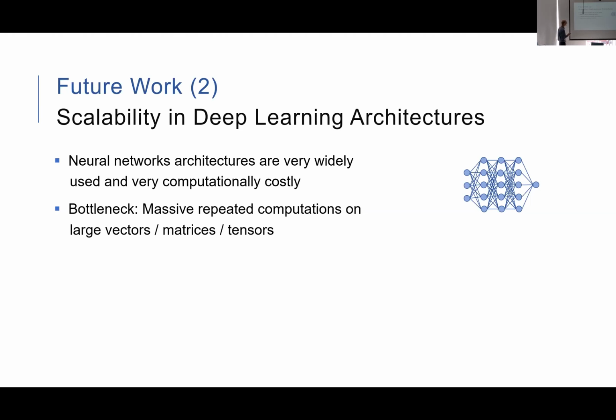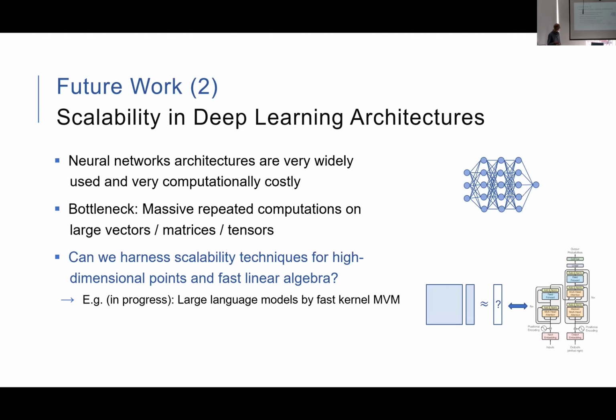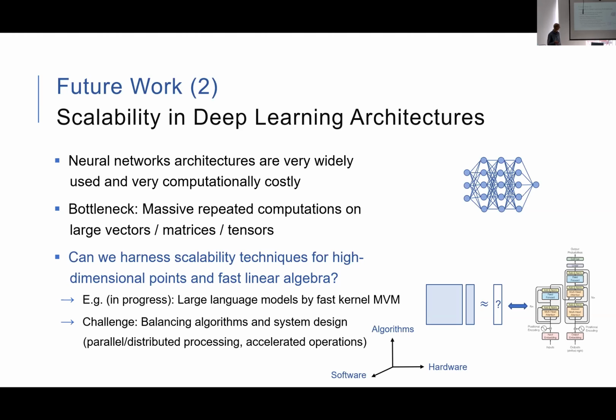Neural networks are very computationally heavy, basically because they do very repeated computations on matrices, vectors, and tensors in high dimensions. So it seems very tempting to use this set of scalable techniques for high dimensional points and fast linear algebra to speed up neural networks. This is something that we are working on. For example, language models, applying ideas from LSH and the kernel matrices, the algorithm that I talked about, to large language models. The challenges here are to balance this algorithmic approach with the reason deep learning actually is feasible and works, which has a lot to do with the architecture, parallelism, specialized hardware, and so on.